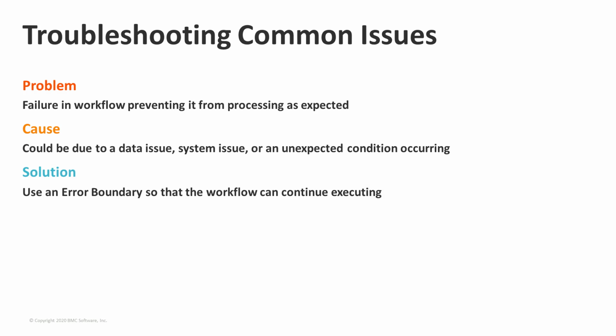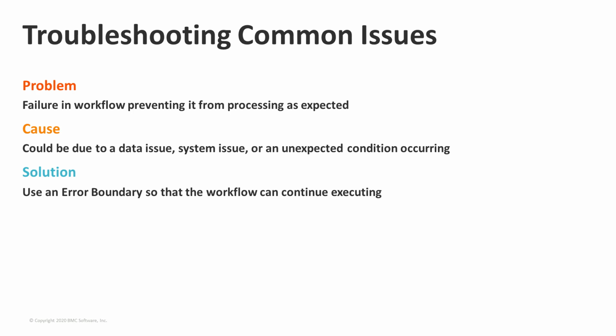Let's move on to our second scenario. This scenario isn't pure troubleshooting, but troubleshooting went into this to determine a method to have this workflow continue when a failure occurred so that it could continue to process and the end user would have some activity for them, even though the original path may not have been followed. And the cause of this could be due to a data issue. Maybe somebody wasn't available for assignment, there was a system issue, or some other unexpected condition could have occurred.